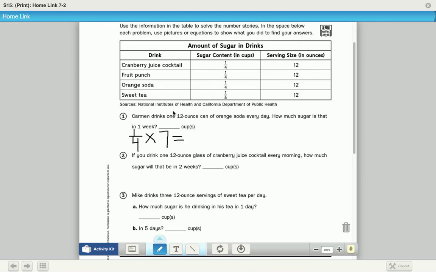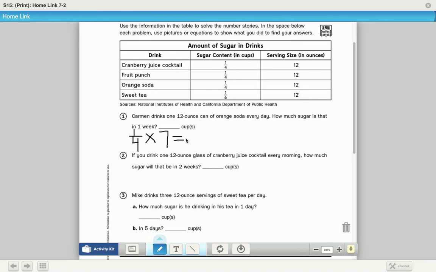Do we need to worry about the 12? They threw that number in there. Do we need to know that it's 12 ounces? The only thing that would be different is if it was different than this. Okay, so we don't really need to do anything with that 12. They're just telling you that she's drinking the whole thing. Okay, so we can ignore that 12.